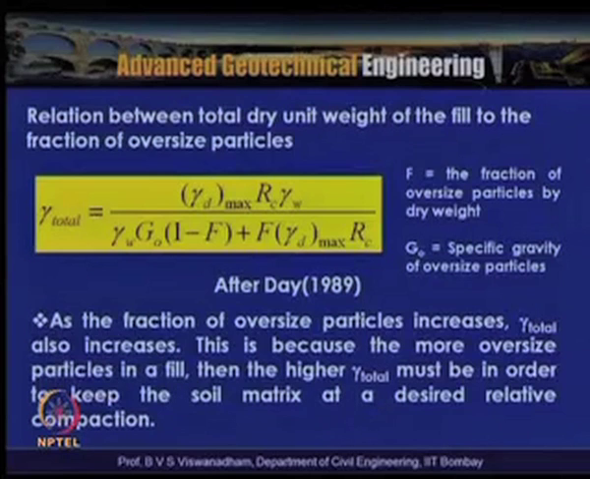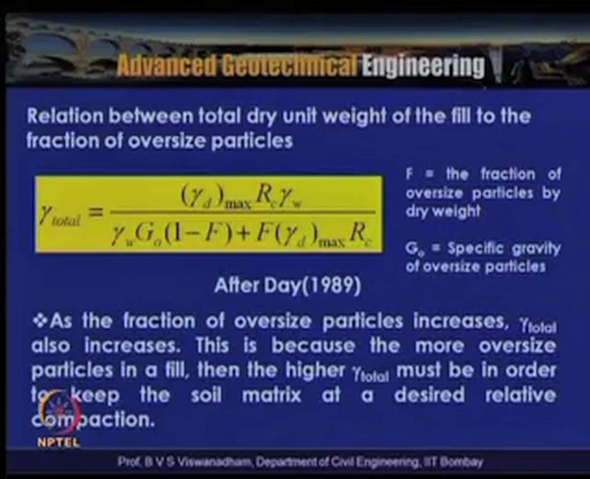So, gamma total is given by gamma D max RC gamma W G naught into 1 minus F, plus F into gamma D max into RC. So, if you substitute for a given type of soil with certain characteristics of oversized particles, it will show that as the fraction of oversized particles increases, gamma total increases. This is because the more oversized particles in a fill, the higher gamma total must be in order to keep the soil matrix at a desired relative compaction.